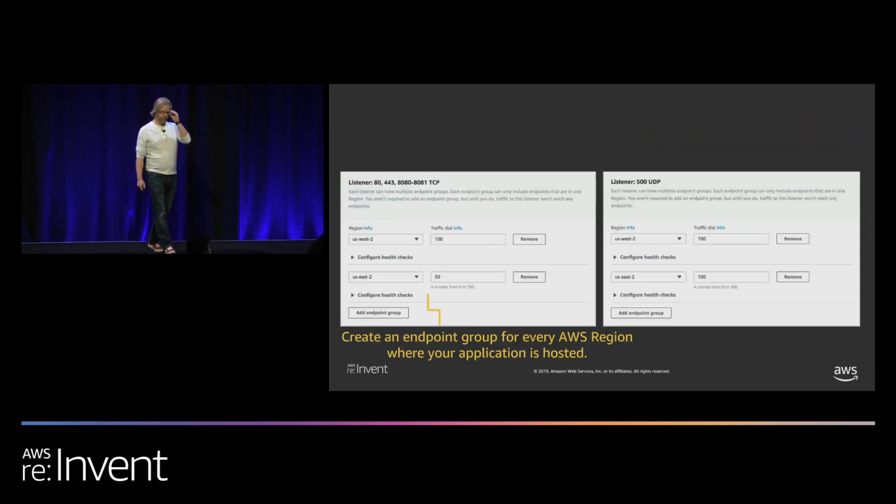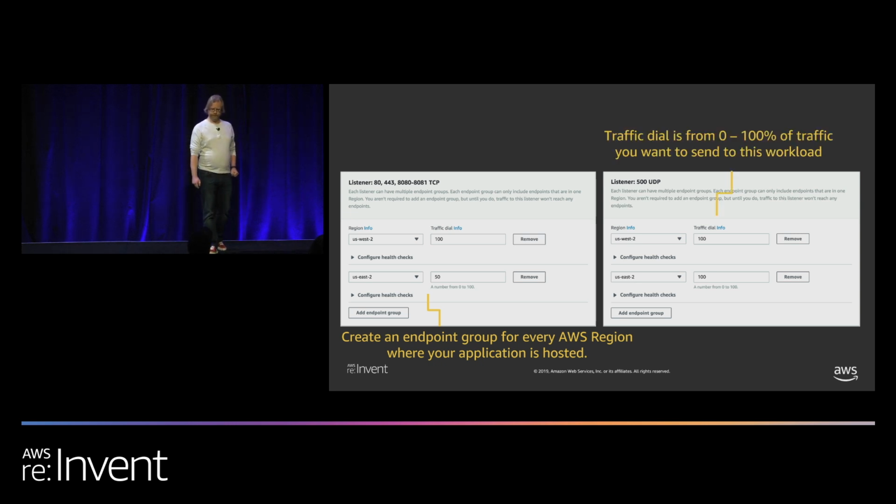I go ahead and I create my endpoint groups within my different regions. So remember, you can globally distribute your workloads. And you can even globally distribute your listeners. So if you wanted your UDP for whatever reason to be in one area and your TCP listeners to be in another area or separate those ports out, you can do that.